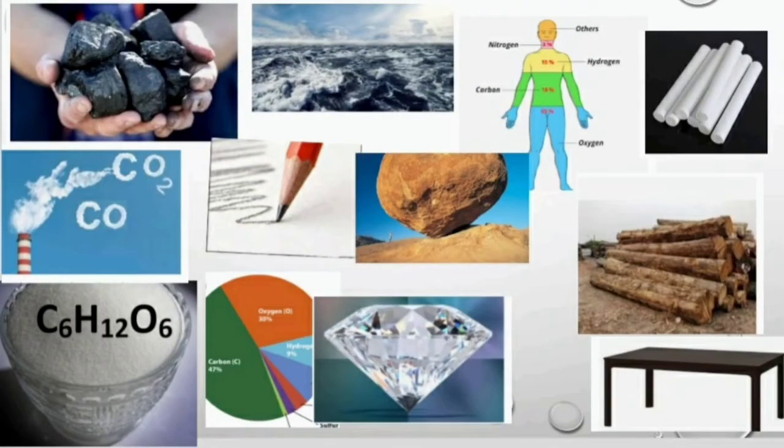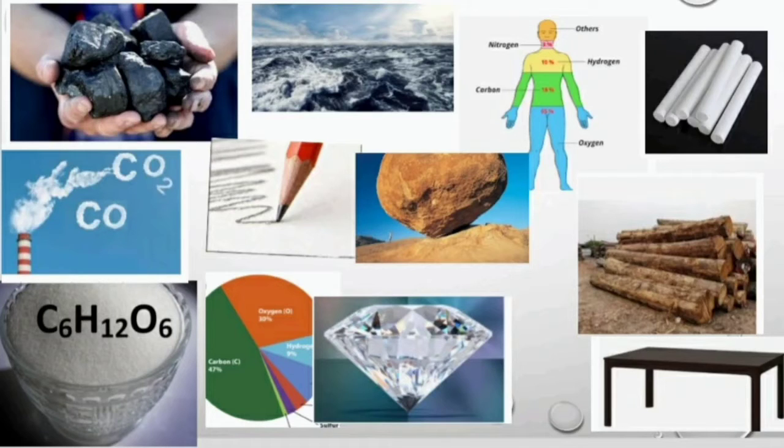Carbon is found everywhere in your surroundings. In coal, desk, oceans. In pencil, that is lead is made up of graphite, which is a form of carbon. In sugar, the formula is C6H12O6, which contains carbon. Diamond is a form of carbon.